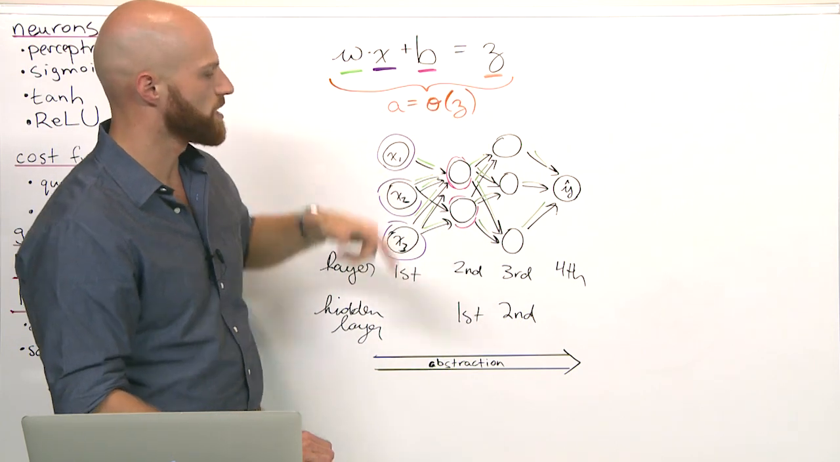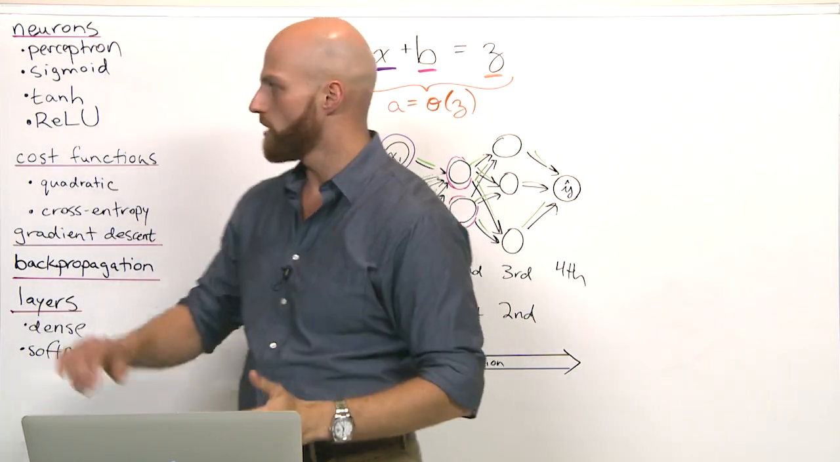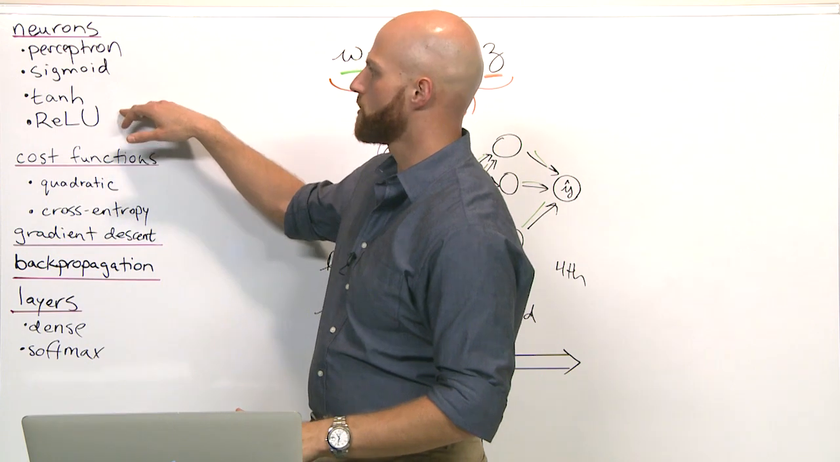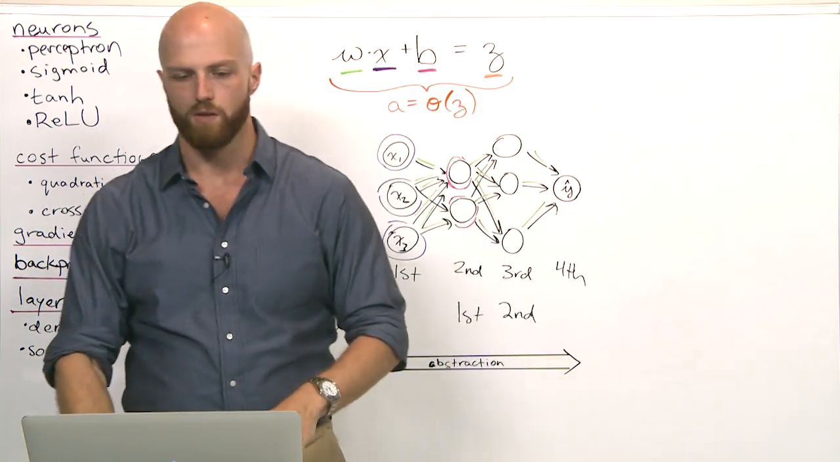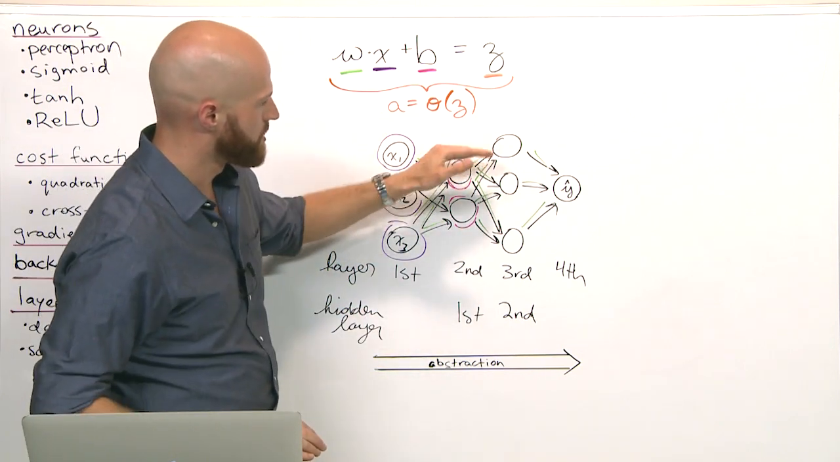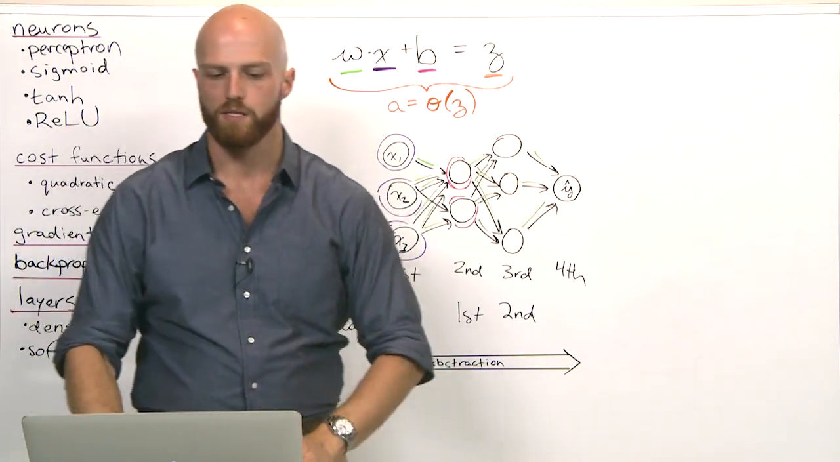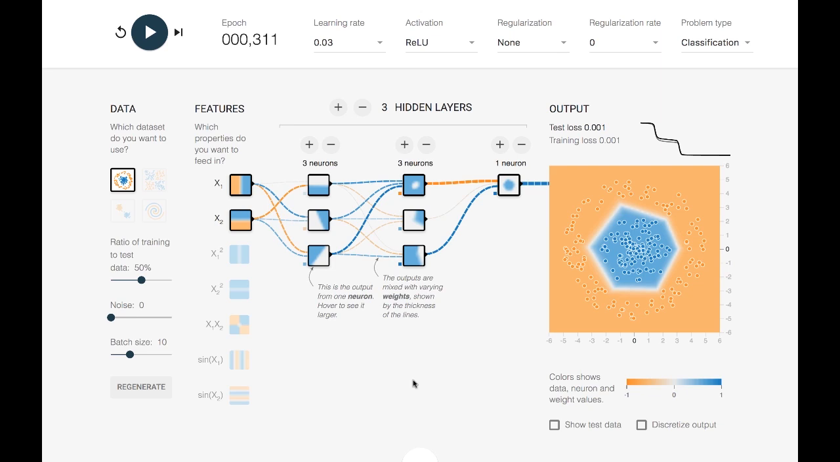Pass that Z through some activation function, which is now ReLU, or previously we were using Tanh in this demo, and those are passed along to the next neuron in this network. So everything's starting to come together here.